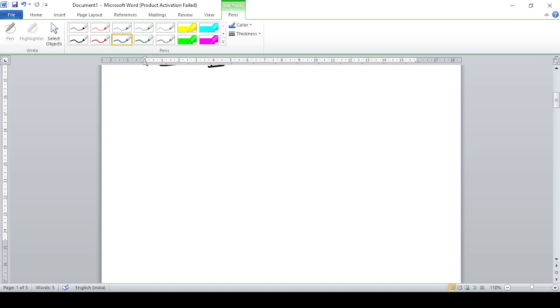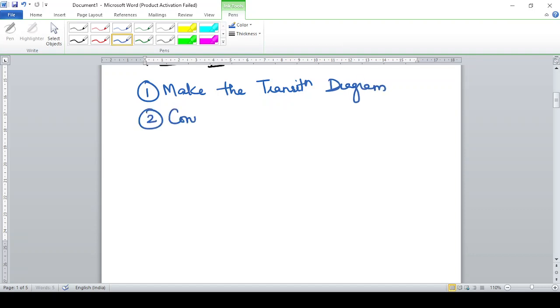Most of the transition diagram questions that we have done are in the form of an NFA. Whatever transition diagrams you have drawn in the previous turn, the first step is to make the transition diagram for the given question. Once you have made the transition diagram, the second step is to convert it into a transition table. You can directly convert it, but these steps make the conversion process a bit easier.